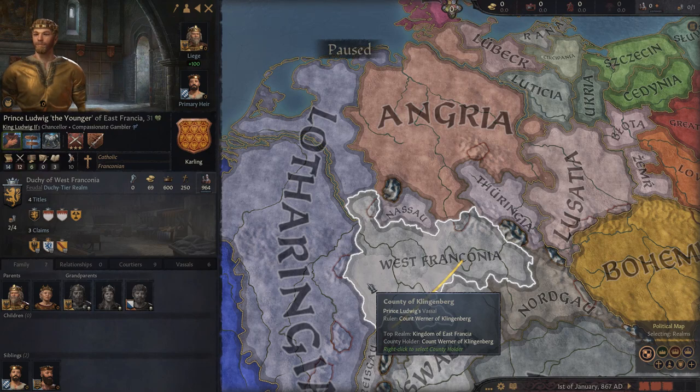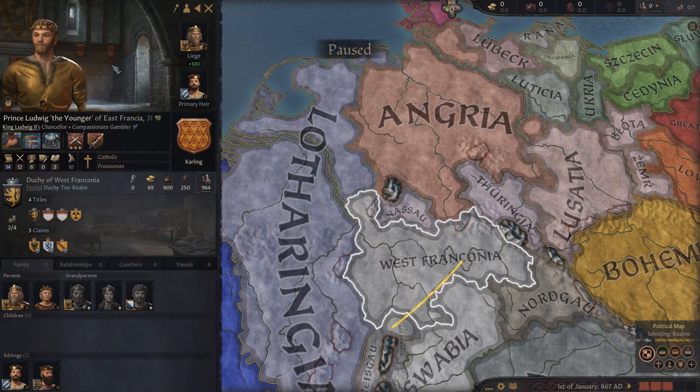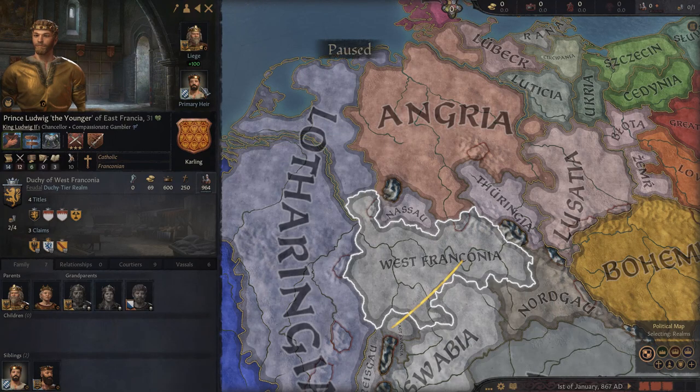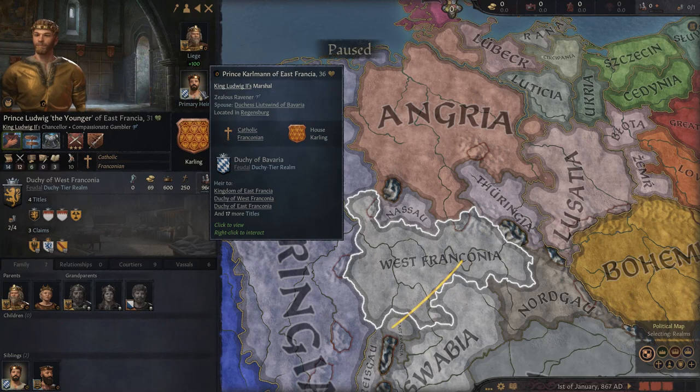So what do we do for Ludwig the Younger? Well, first of all, marry. That's very, very clear. Get married, produce some heirs. Now, you are not in direct line to inherit the throne of East Francia. Instead, you are behind your brother Karlmann.